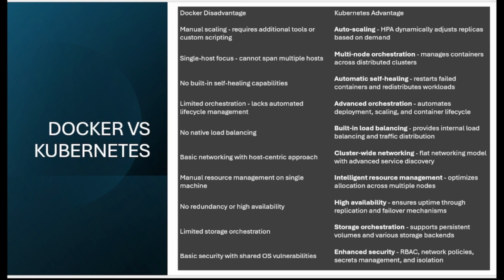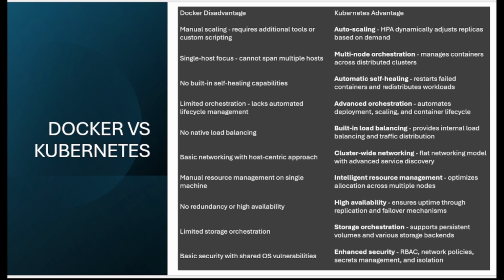Then, non-native load balancing. Basically, load balancing in the sense of managing the resources. So, providing load balancing and traffic distribution is an advantage in Kubernetes. Why is it an advantage? Because there are multiple nodes working. It is not like Docker where only a single host is focused. Here it is multiple nodes, so automatically the load will also be distributed. So the traffic will be distributed and it also provides internal load balancing.